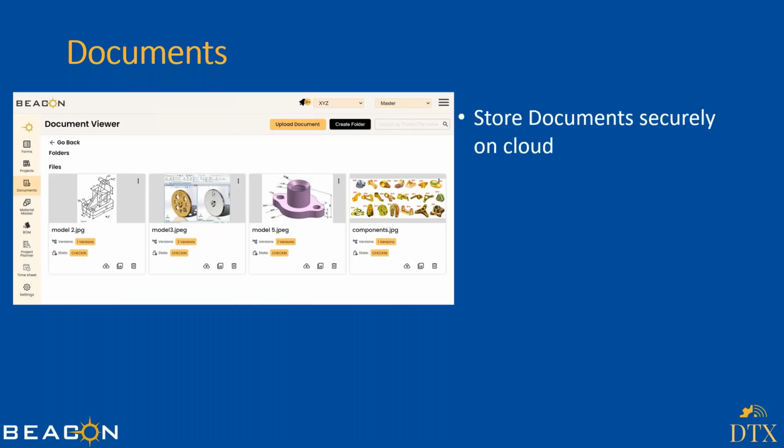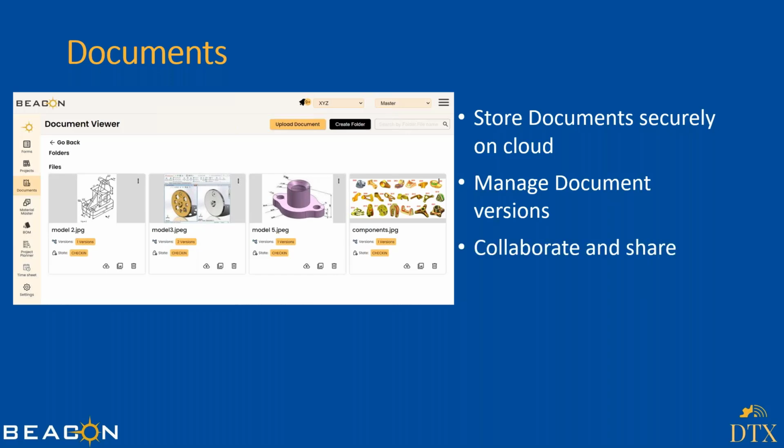So when it comes to documents, DTX, as I mentioned, is on a cloud. So it is securely stored on the cloud with the help of AWS security services, and it will help you in managing documents and version controls. Whenever you want to access, only the permission-given users can access the documents, they can update and all those things. And also the ability to collaborate and share. That's what we're going to see in a minute when it comes to documents.